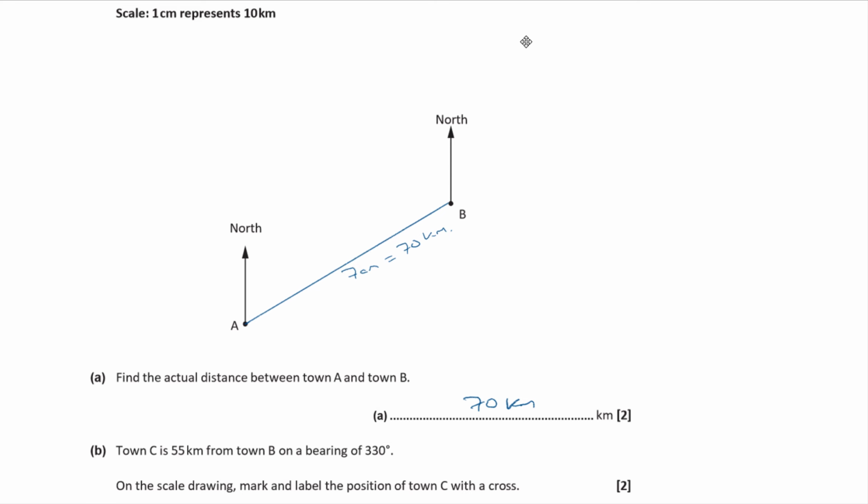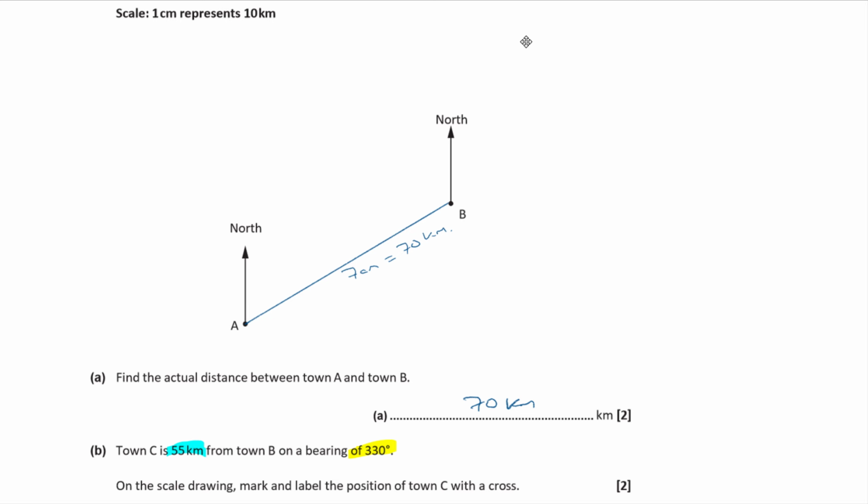And it says, on the scale drawing, mark and label the position of town C with a cross. Part B says, town C is 55 kilometres from town B on a bearing of 330 degrees. On the scale drawing, mark and label the position of the town C with a cross. Okay, so we're going to have to, from town B, head off on that bearing of 330 degrees, and then we're going to have to go this far.